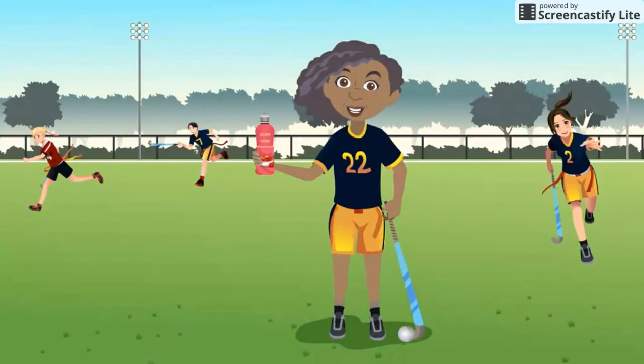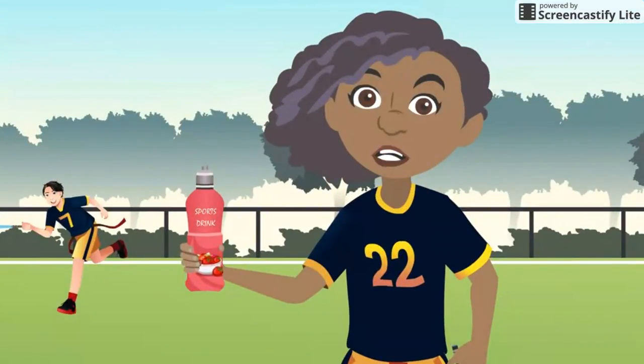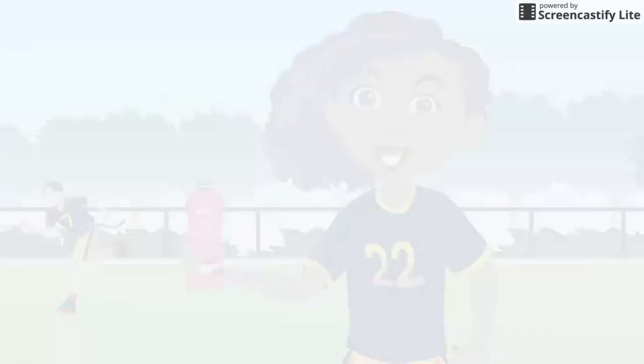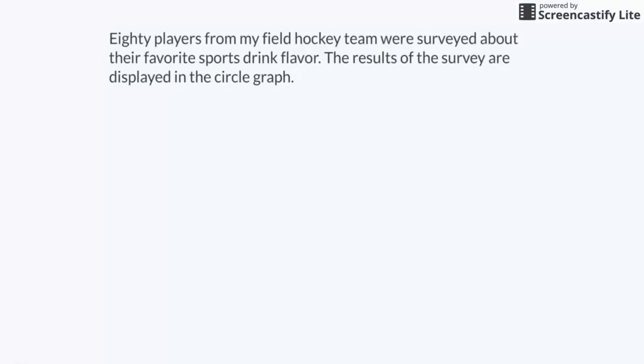I am Keisha. My field hockey league took a survey of the players' favorite sports drink flavors. My favorite flavor is cherry. I'm going to show you how to use circle graphs to find out what percent of the other players like which flavors best. 80 players from my field hockey team were surveyed about their favorite sports drink flavor. The results of the survey are displayed in the circle graph.